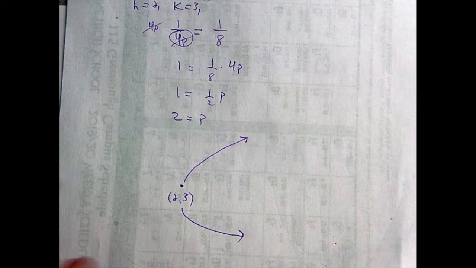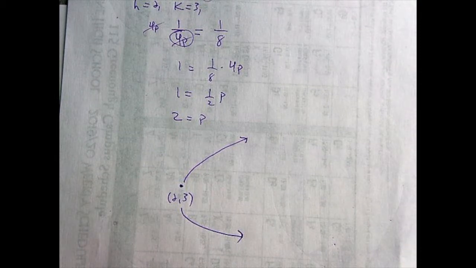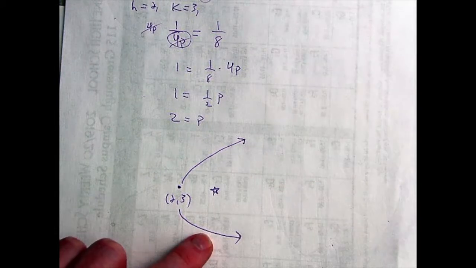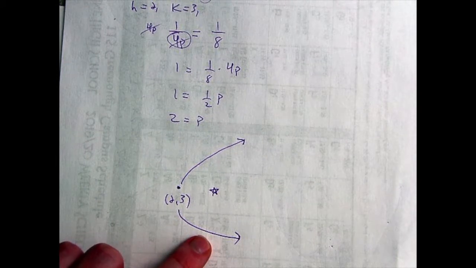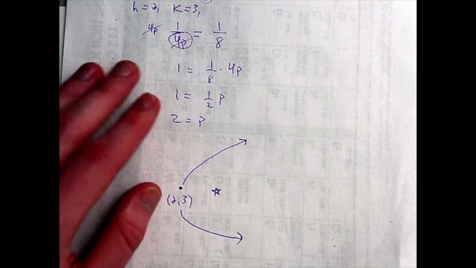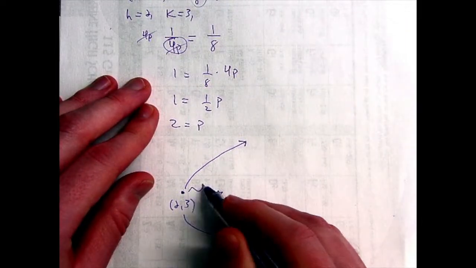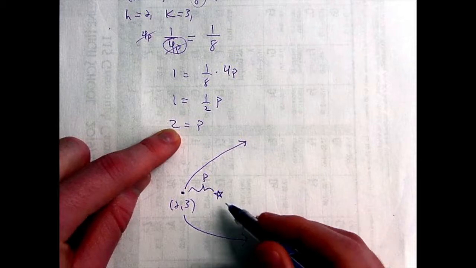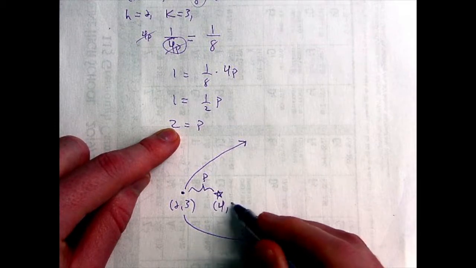So that's the graph. Now, let's find the focus, right? So the focus is going to be somewhere in here. The graph always hugs the focus. So where is it exactly? What are its coordinates? Well, just remember that this distance right here is p, which of course is 2. So therefore, this coordinate must be 4, 3.